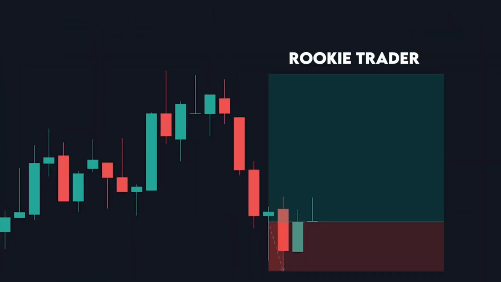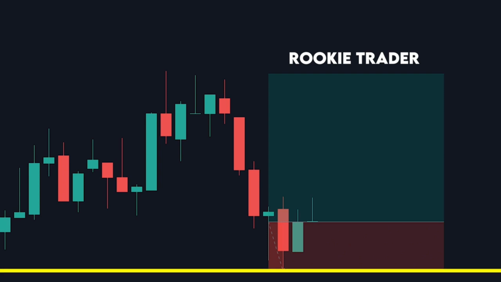So here we have a rookie trader. They saw their indicators line up, so they entered the trade. They then set their stop loss at the recent swing low, thinking it was a good idea because if the price does go below the swing low, they want to be out of the trade anyways.